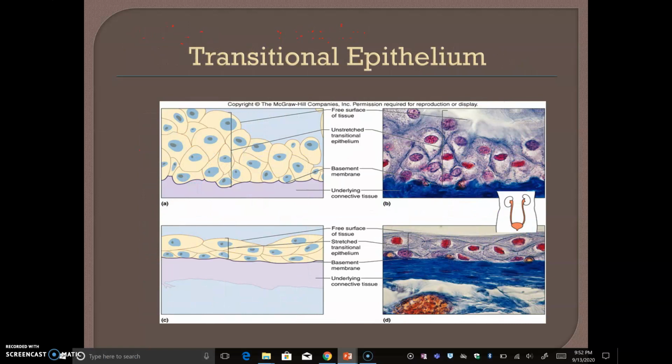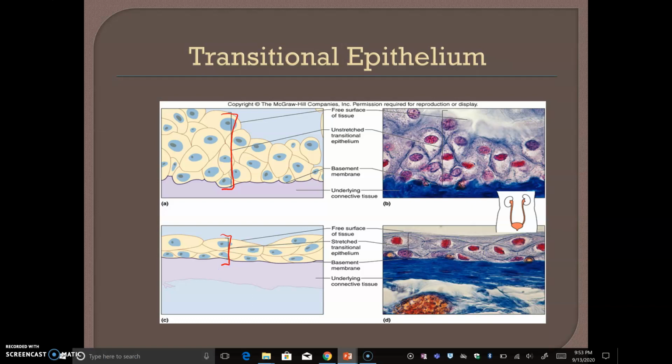And our last one that we're going to talk about is transitional epithelium. So transitional is really interesting because it's more talking about a stretch. So a good example of where you would find transitional epithelium is in our bladder. So you might hear that our bladder expands and shrinks. So in this case, when we are non-stretched, we're going to see kind of bulky, larger cells here, but when we are stretched, it thins out.